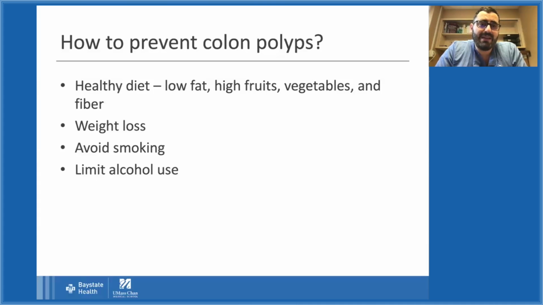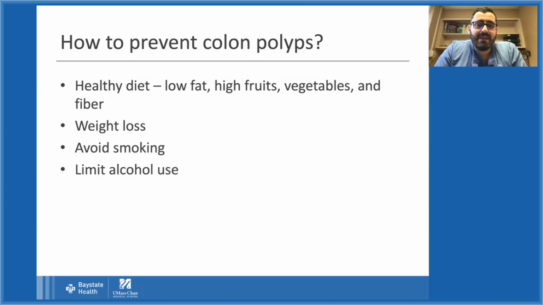That's why we recommend a healthy diet. Eat less fat, eat less red meat, more vegetables, fruits, and fiber. And we always recommend weight loss. Obesity can be associated with colon polyps. Avoid smoking, which is a big risk factor for colon polyps, but also other diseases in the body. And also, we recommend limiting alcohol use.